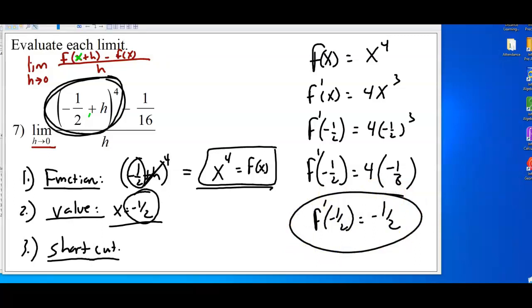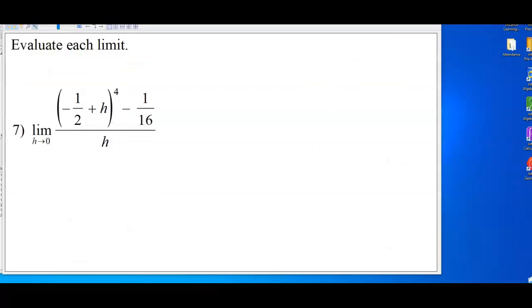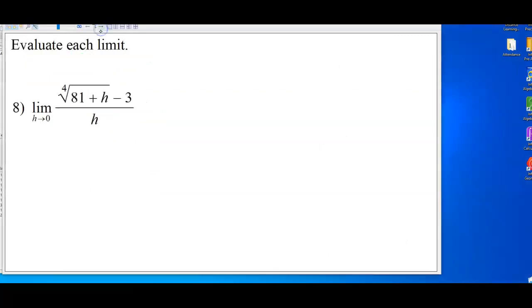The number that's right here represents your x. Then you take this entire expression, and you cross off the h, you change the number to an x, and you've got your function, and then you can apply your shortcut just like we did last time. Let's do another one to see if we can get it to sink in a little bit better.